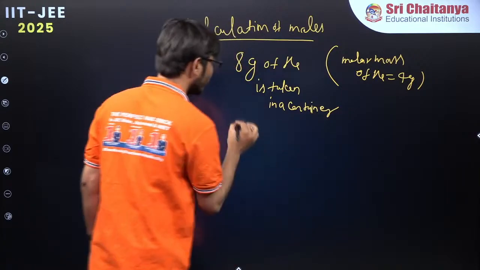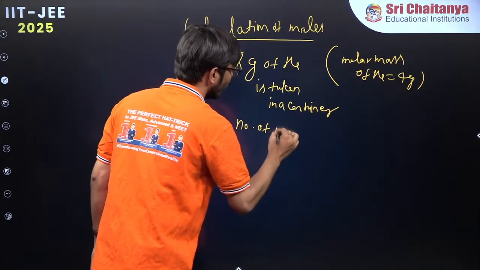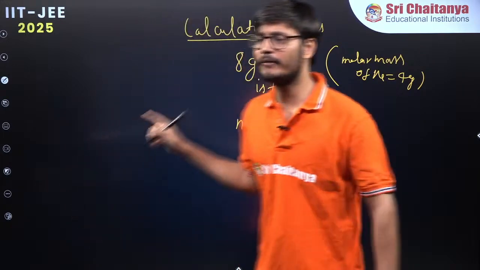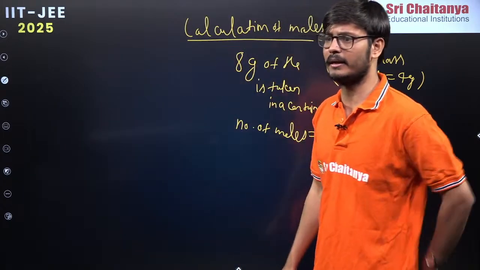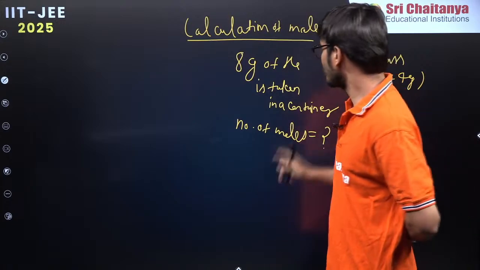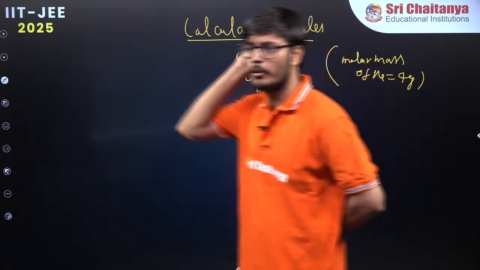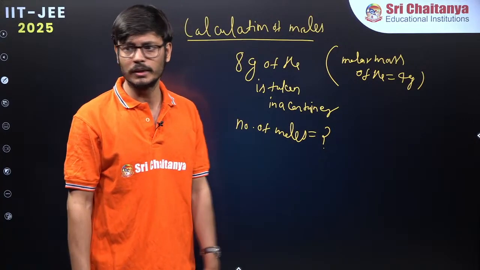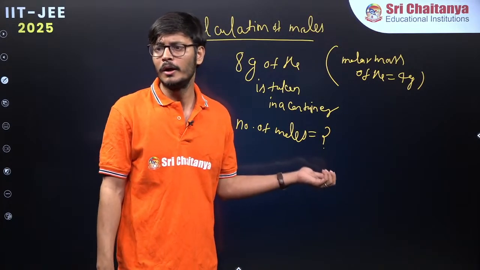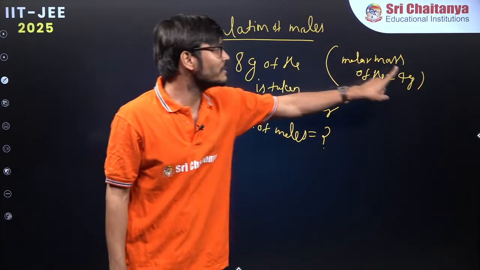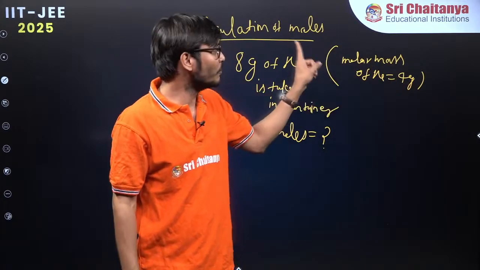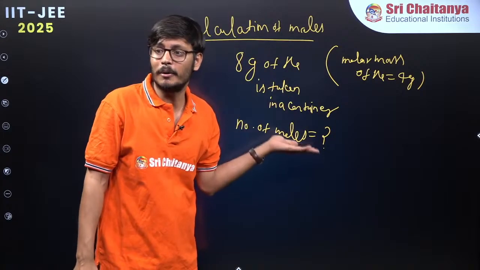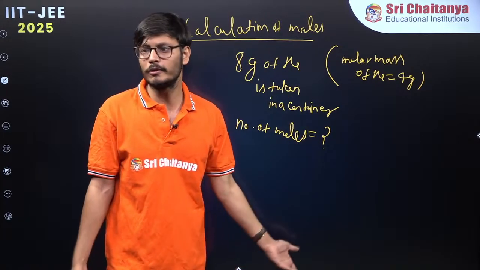Now my question is, 8 gram of helium is taken in a container. What is the number of moles of helium? Very good. Most of you are writing. Very quickly, 2, right? Very simple. 2 moles, because the mass of 1 mole is 4 gram. In the container there are 8 gram. So the number of moles will be 2.